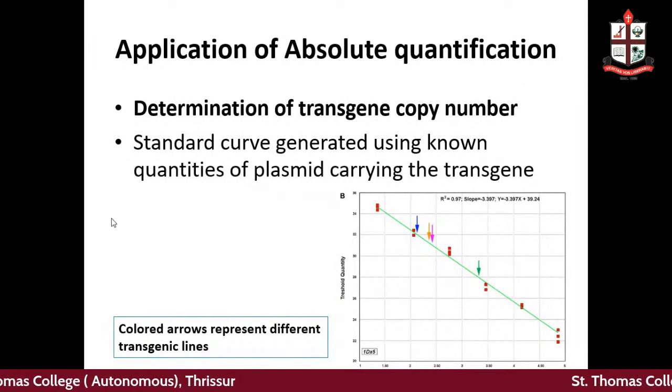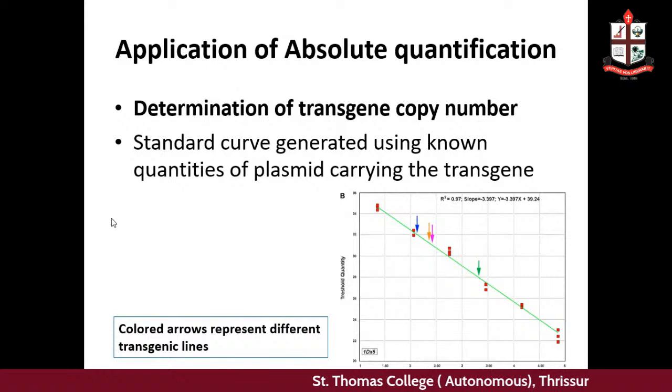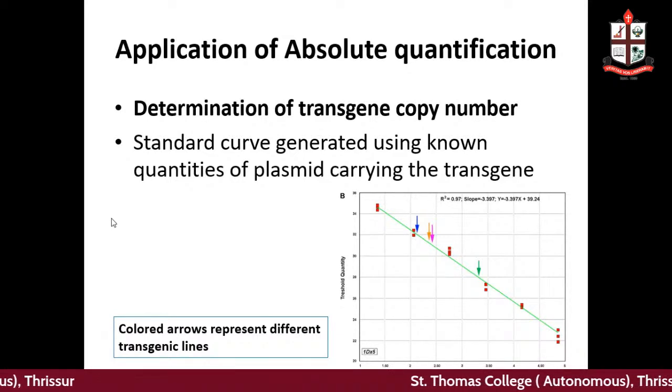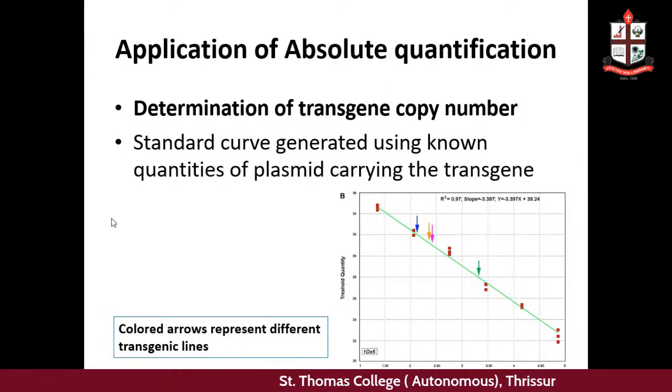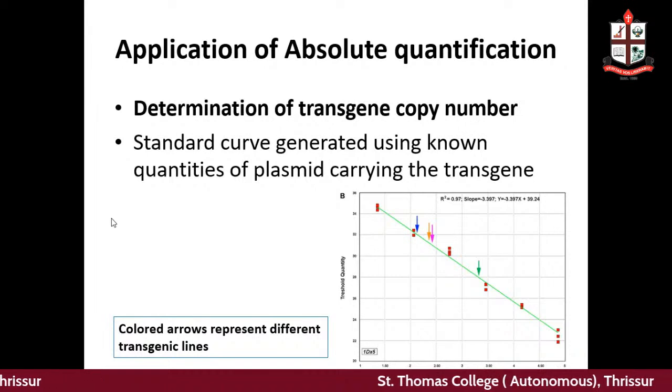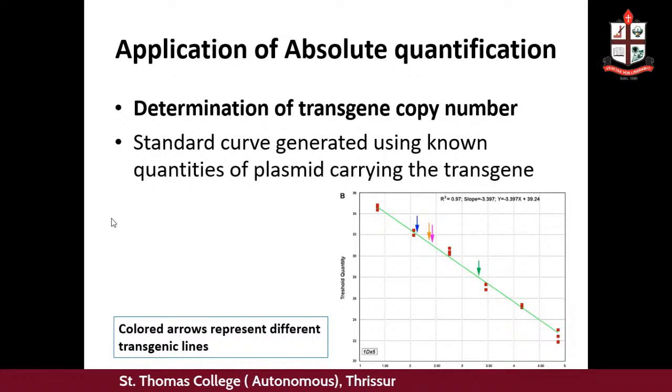Then another important application of absolute quantification is determination of transgene copy number. When transgenic plants are produced, the transgene integration is a random event. If we go for Agrobacterium-mediated transformation or biolistic method, the integration of the transgene is a random event. So multiple copies of the transgene can get incorporated in the plant. And we are not interested in such transgenic plants. So we are interested in only single copy integration.